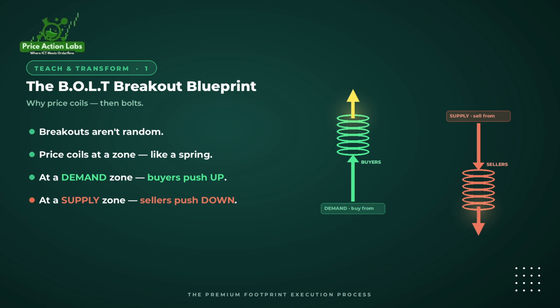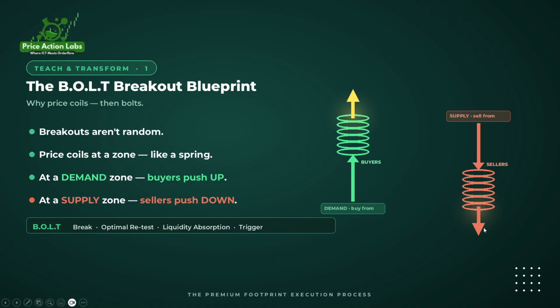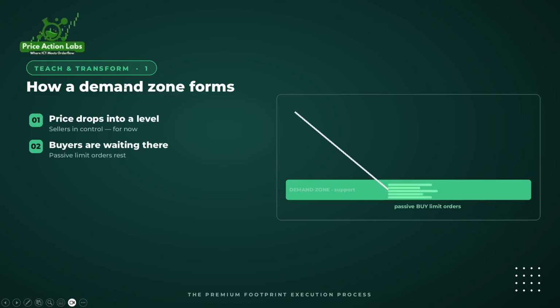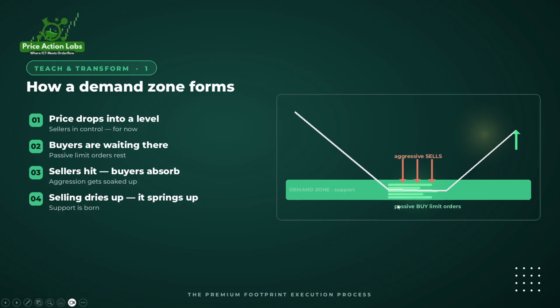Now, if you flip it on its head, this is how a supply zone works, right? All you're doing is this time, we're compressing price upwards, right? So how does the demand zone form? Price comes into a key level. Very important. It comes to your correct key level. There are limit orders resting. The aggressive sellers push down on that spring. And when the spring force is greater than the force of the aggressive sellers, that is what creates a demand zone.